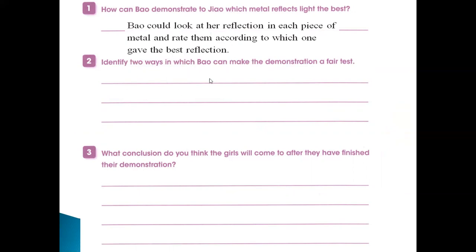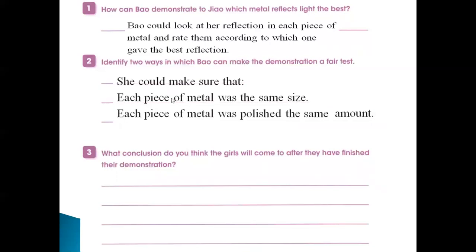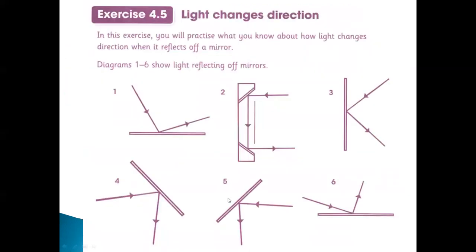Okay, identify two ways in which Bio can make the demonstration a fair test. She could make sure that each piece of metal was the same size, clean, and that each piece of metal was polished the same amount. What conclusion do you think the girls will come to after they have finished their activity? The girls would come to the conclusion, what is the result? That some metals reflect light better than others.